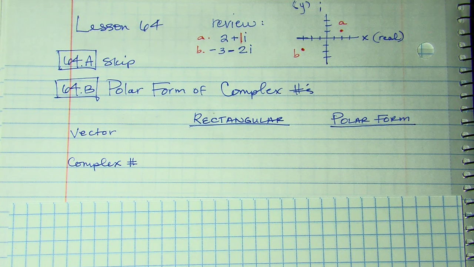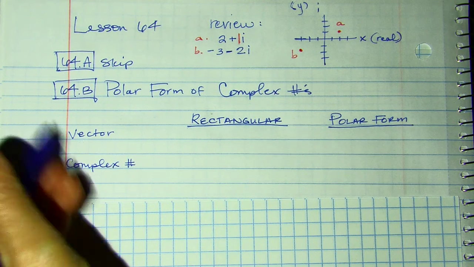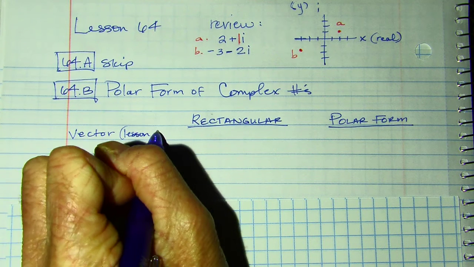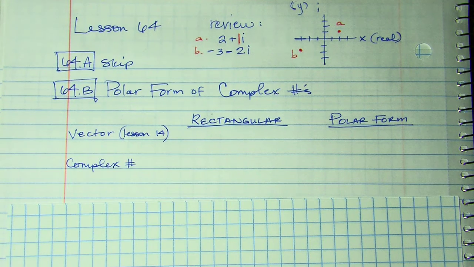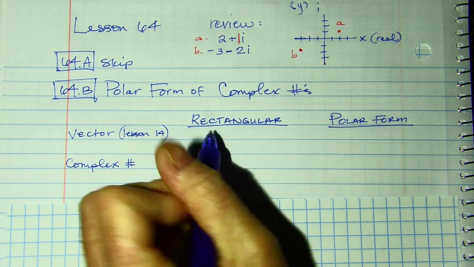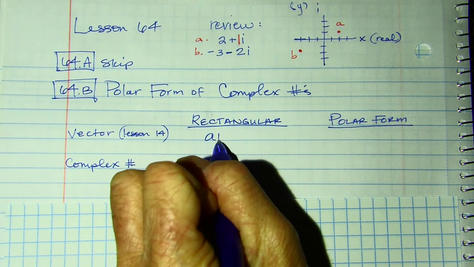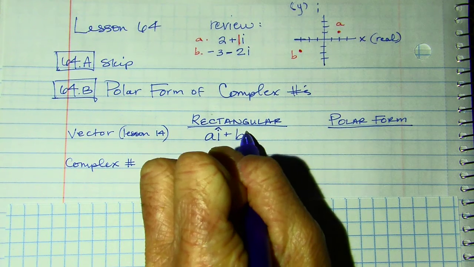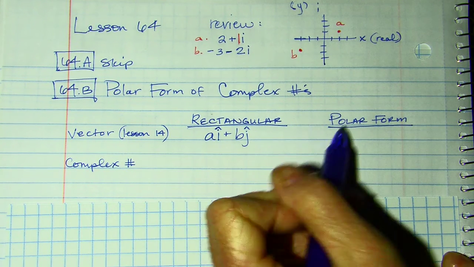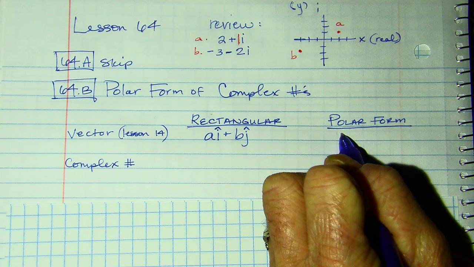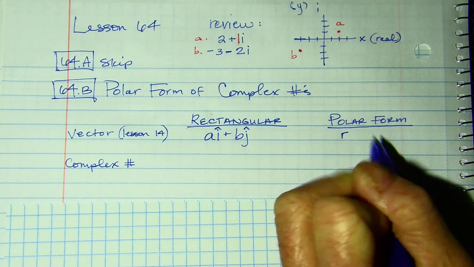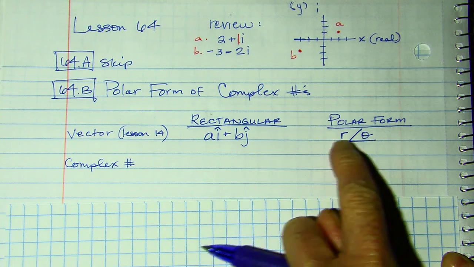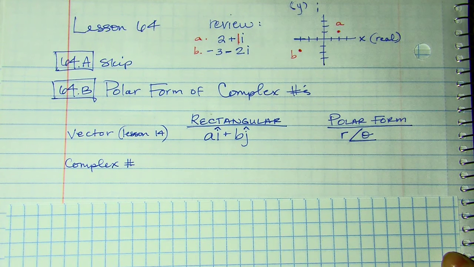So in rectangular form, for a vector, this is way back in lesson 14, when we originally went over vectors, it's a vector i plus b vector j. But in polar form, I write our radius or hypotenuse and then the angle theta. And we have an angle symbol as well as a theta.